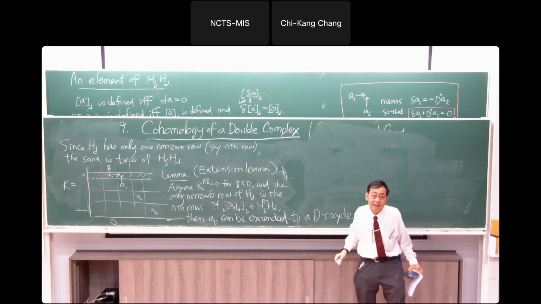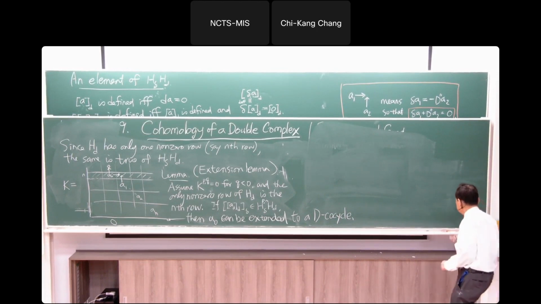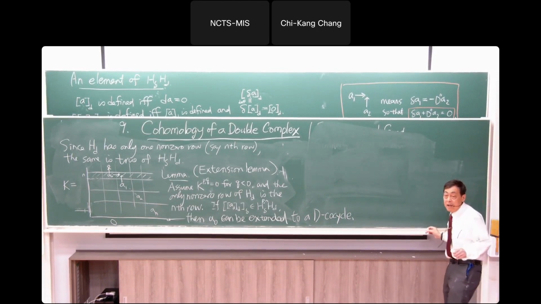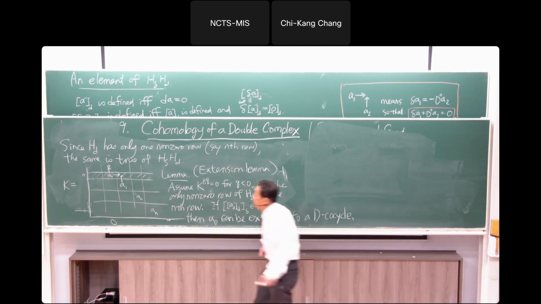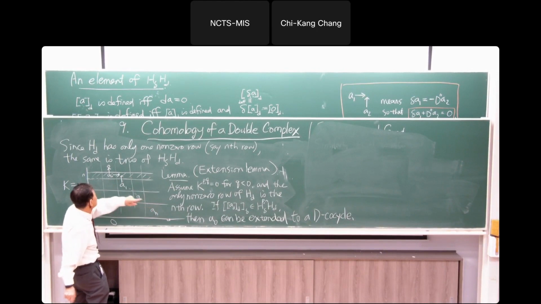Now, if you look at the picture, it's actually quite easy to see how to do it. Because you start with an element in H delta HD, so you get this zigzag.